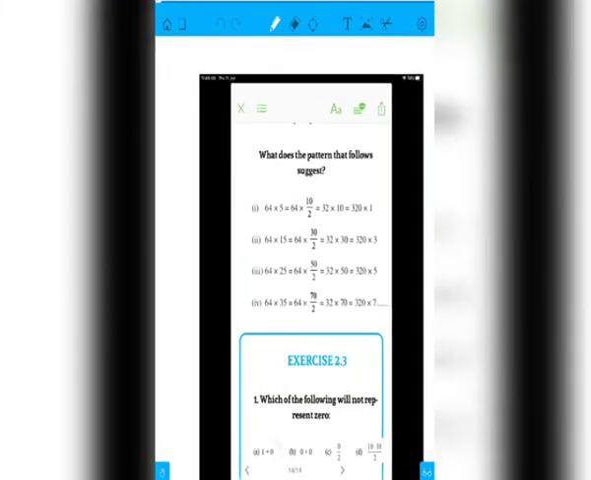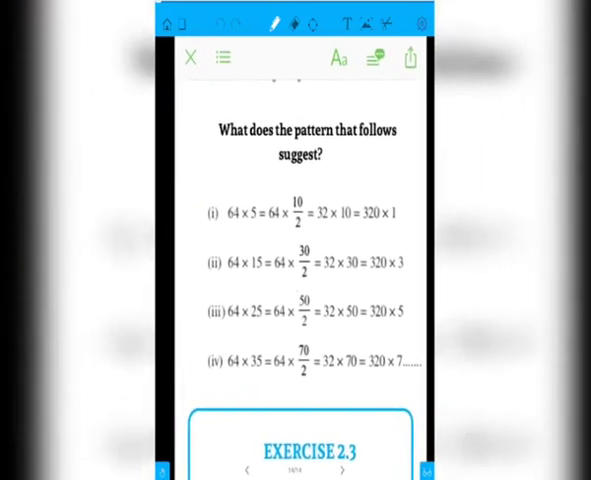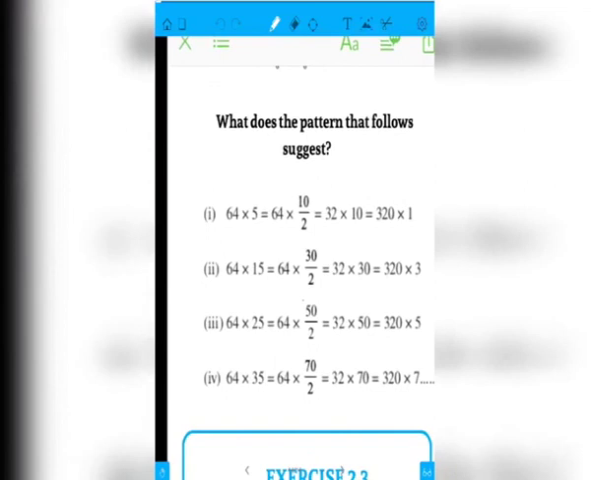Now, what is the pattern for multiplication, or maybe for division also? We have 64 multiplied by 5, then 64 multiplied by 15, then 25, then 35. This number is continuously increasing by 10. So 64 into 5, we can write 5 as 10 by 2. Now according to BODMAS, we can solve it.